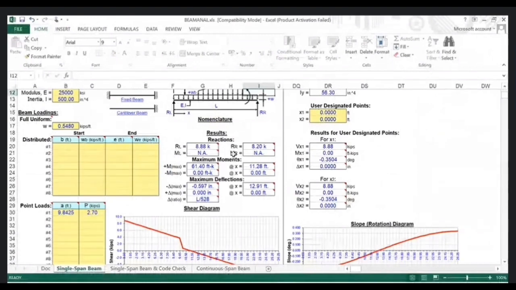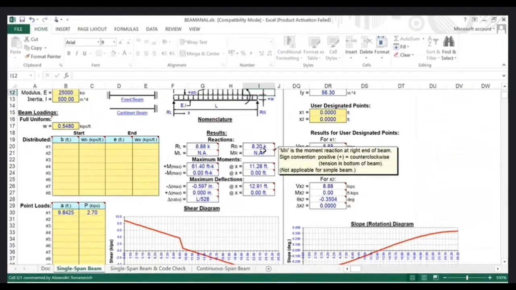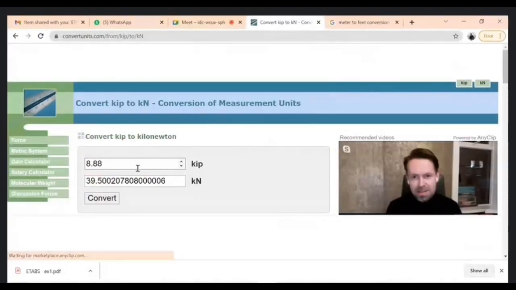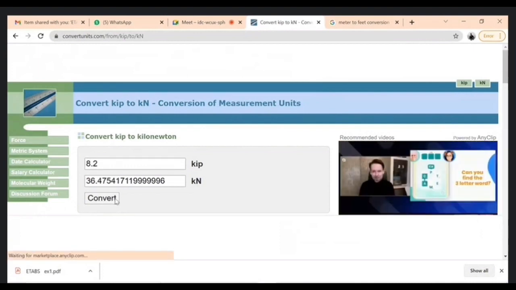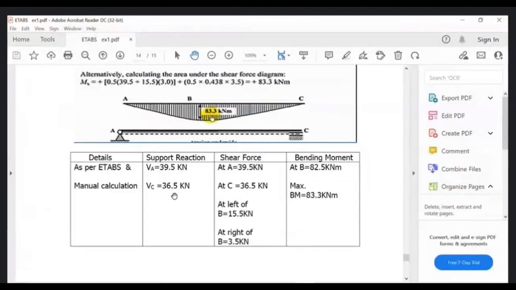Second, on the right support, it will be 8.22 kilopound. So we can convert it. That is 36.475. So this value is coming as 36.5, approximately equal to that reaction.